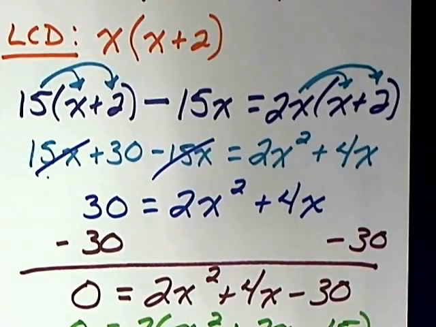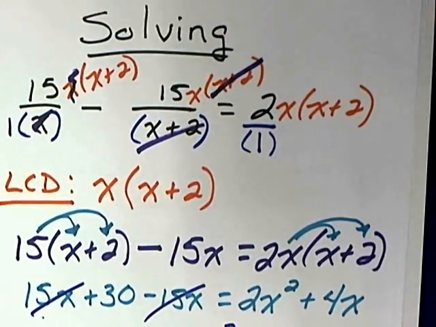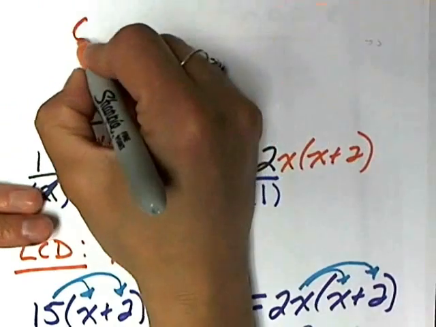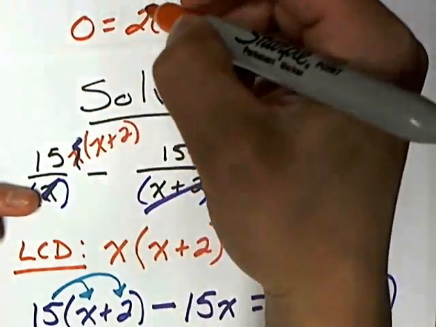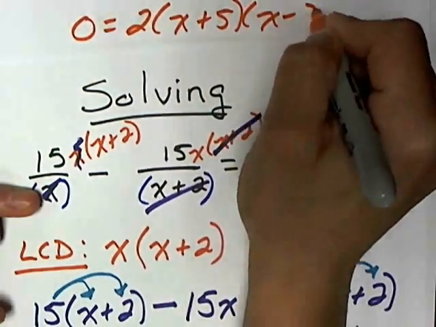Okay, I ran out of space here. Let me rewrite this at the top of my next page. Let's see here. It was an x plus 5 times an x minus 3.